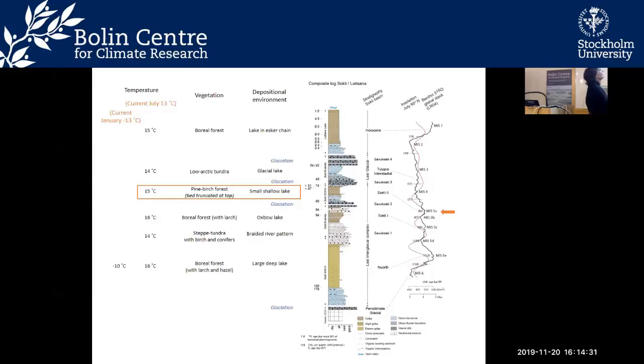And again, the pollen allows us to reconstruct a vegetation development that started with a birch pioneer phase. Then we see pine coming in and we go to a pine-dominated coniferous forest. However, this deposit is truncated at the top, so it's possible that we miss the climate optimum or the vegetation optimum for 5A.